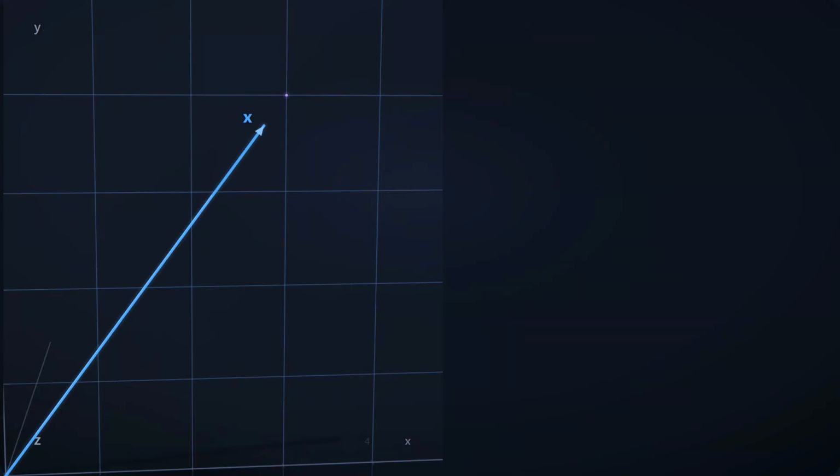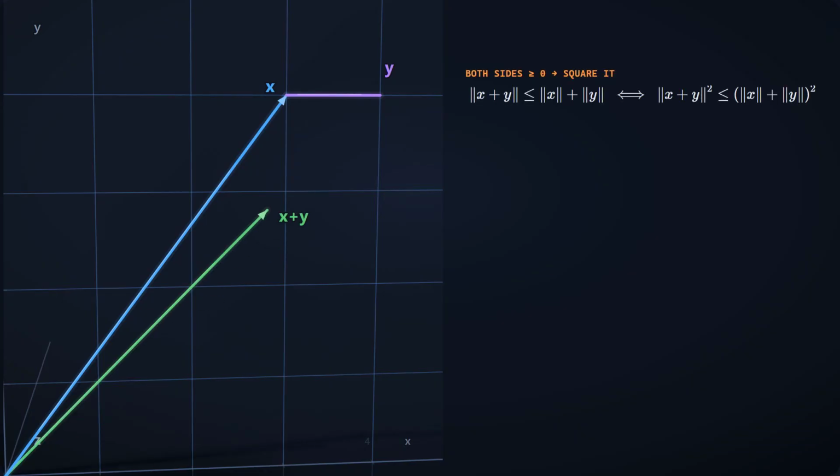Cauchy-Schwarz pays a dividend right away, the triangle inequality. Going straight from here to there is never longer than detouring through a third point. That's the picture on the board. The green arrow goes direct. The blue then violet path takes the corner. The claim is the corner route is never shorter.